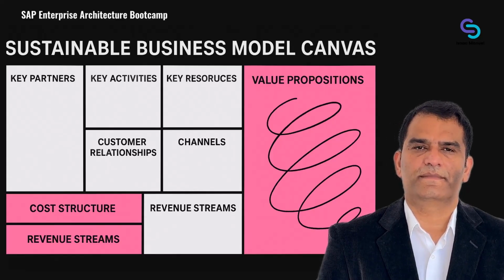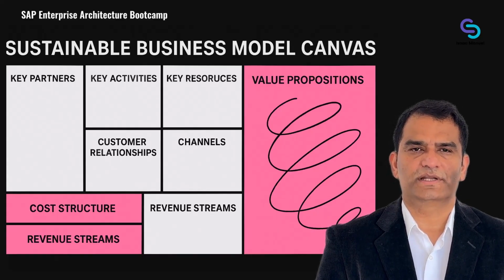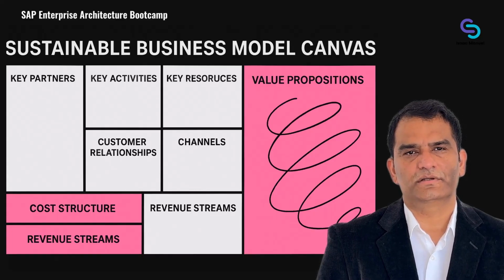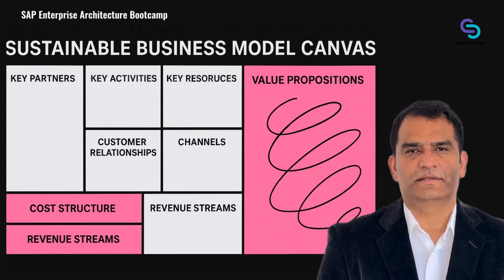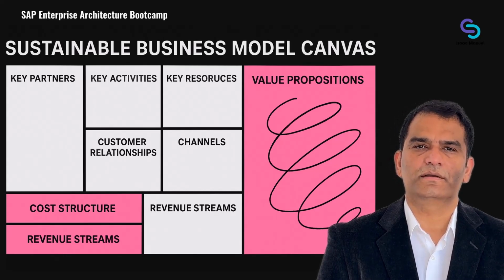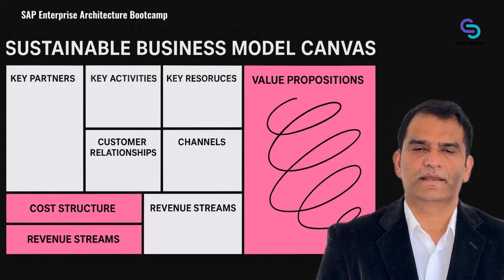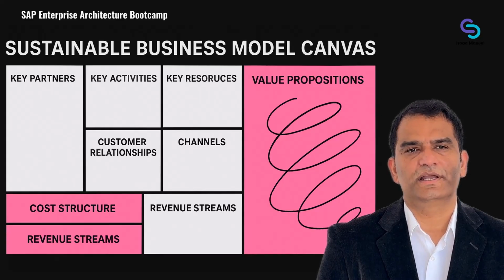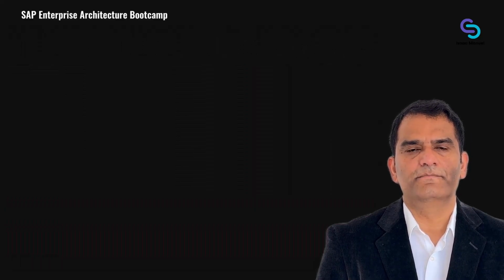For example, SAP's methodology suggests using a business model canvas, in particular a sustainable business model canvas, during the initial vision or strategy phase. This is a tool popularized in the startup and innovation world to capture how a company creates and delivers value. And SAP recommends it to ensure the architecture work begins with a clear understanding of the business model, including sustainability aspects, which are increasingly important.